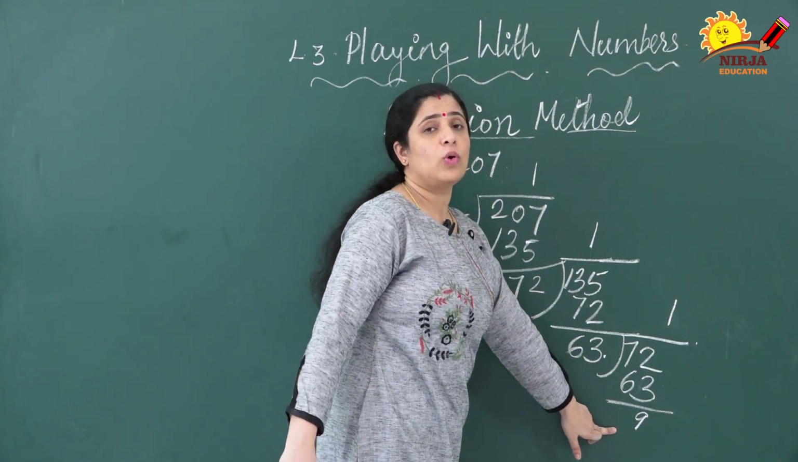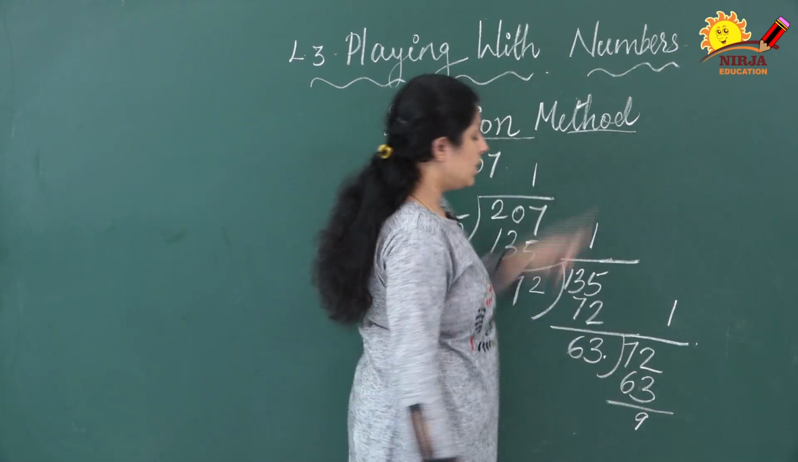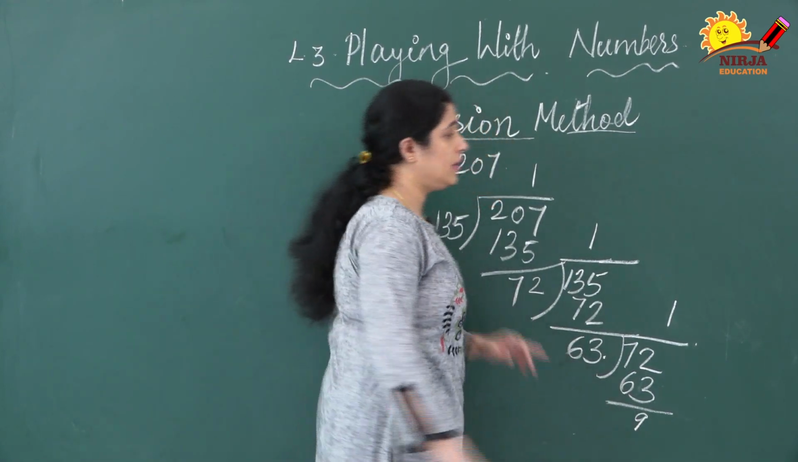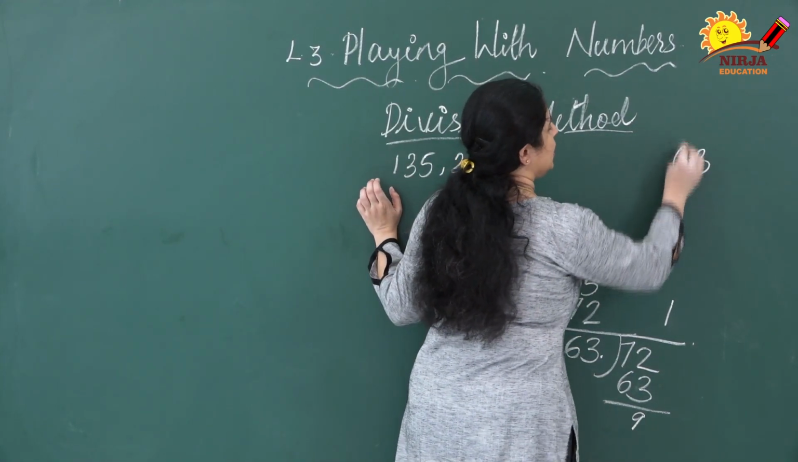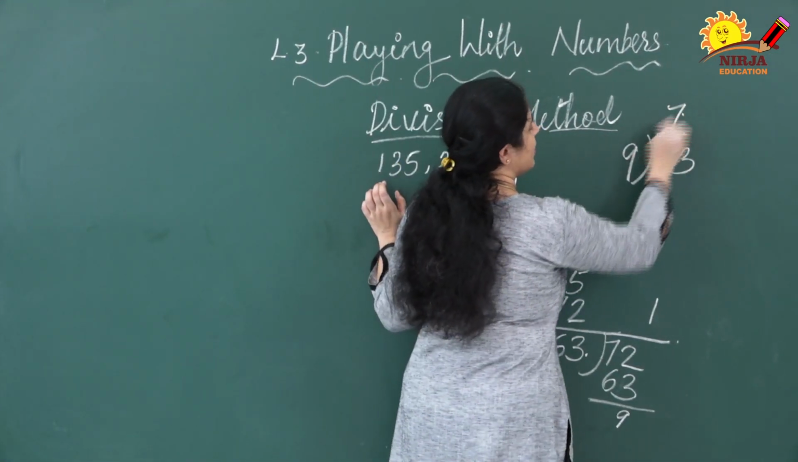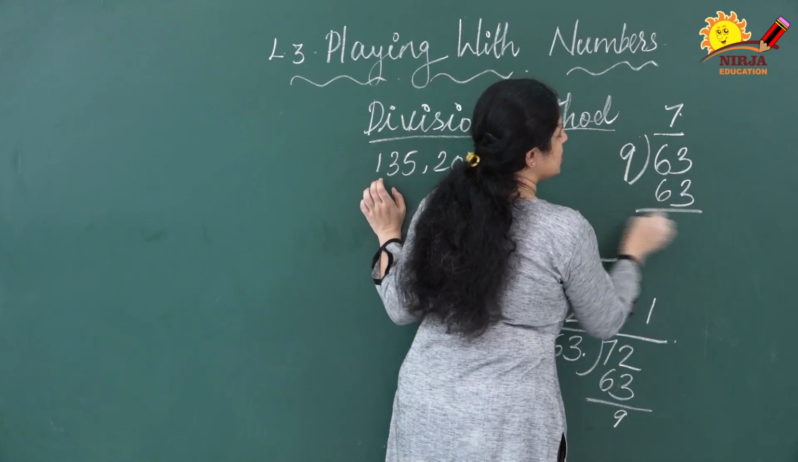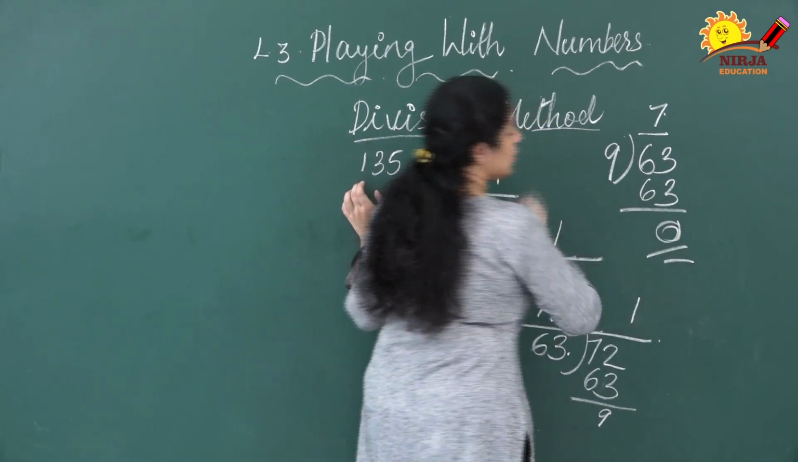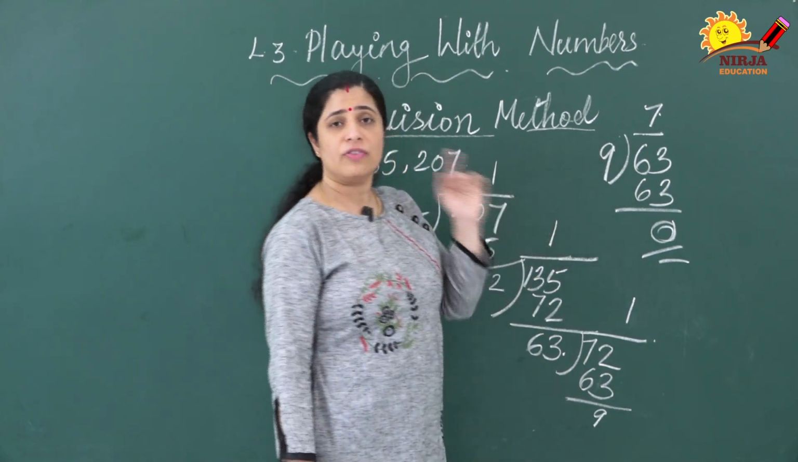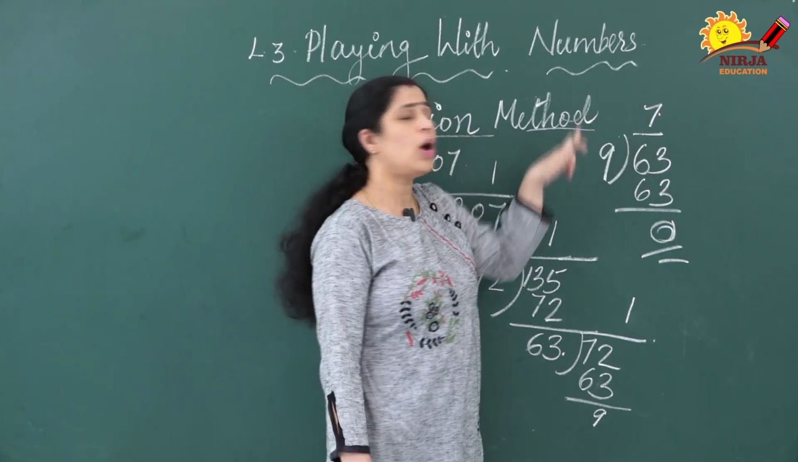So this I am going to take here. So you have to divide now 63 by 9. 63 divided by 9, you will get 7. 7 9s are 63. You got 0 as the remainder. So HCF, what will be the HCF? You will have confusion whether 7 or 9.